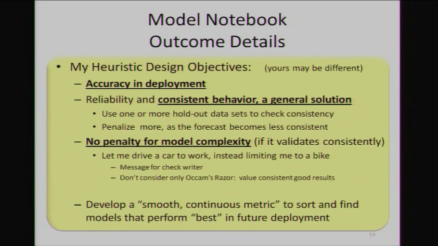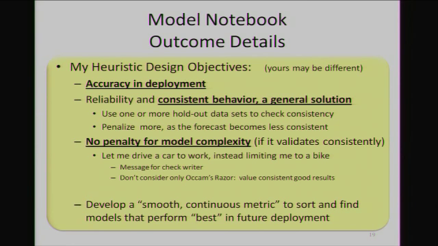I don't want to have any penalty for model complexity. As long as it validates consistently, as long as the tool is useful, I'm happy with it. And some of the research papers I read, they do all this penalization. If it gets to be more complex, they try and pound down to a simpler model. My attitude or my design objective is as long as it stays consistent, I want to keep using it.